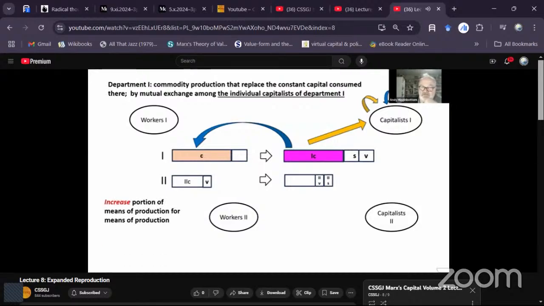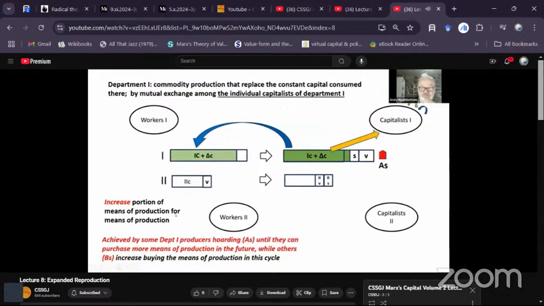Now, the increase in constant capital from one year to the next, delta C, has to come out of the surplus product in the current annual production. And therefore, there's less surplus product available. This is a crucial point Marx is making, right? So there's an increase in the portion of means of production going back to means of production, okay? And what happens is the sellers of this keep some of that as hoard. This is the A's and the B's coming back in now, and they buy less, okay? And they have to assume it's the B's that are expanding their production, and the A's are selling, the B's are buying, right? Remember, so B's are actually replacing more capital than A's are.